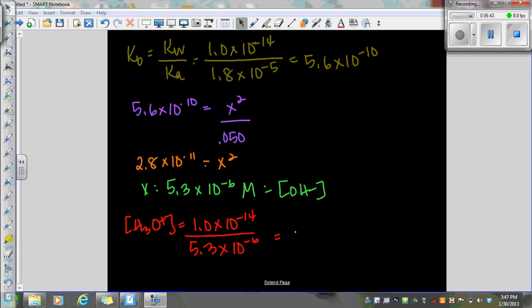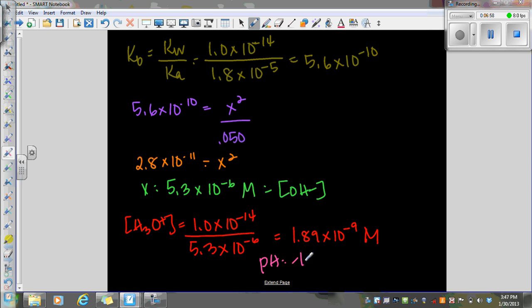And I get 1.89 times 10 to the negative 9th molar. Now, from there, I want to calculate pH. So to get pH, I'm going to do negative log of 1.89 times 10 to the negative 9th. And that gives me a pH of 8.72 at the equivalence point.